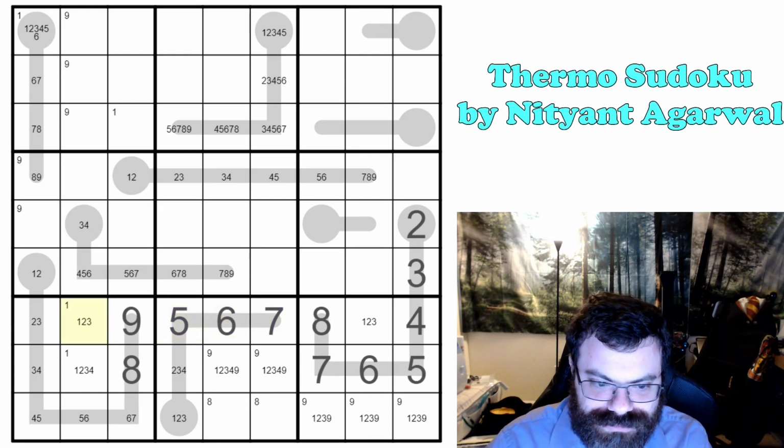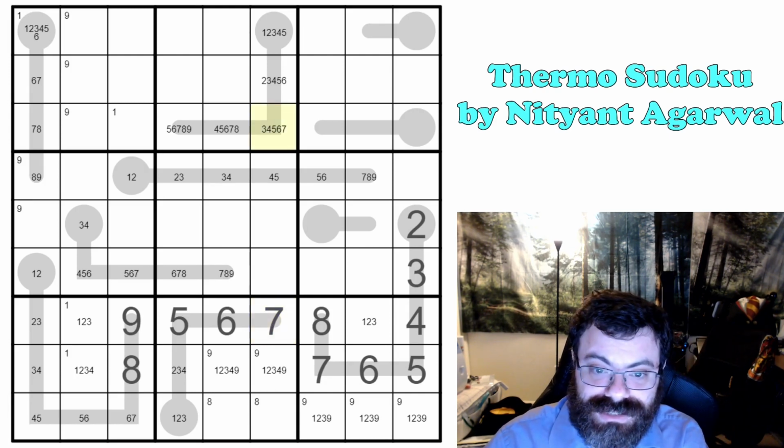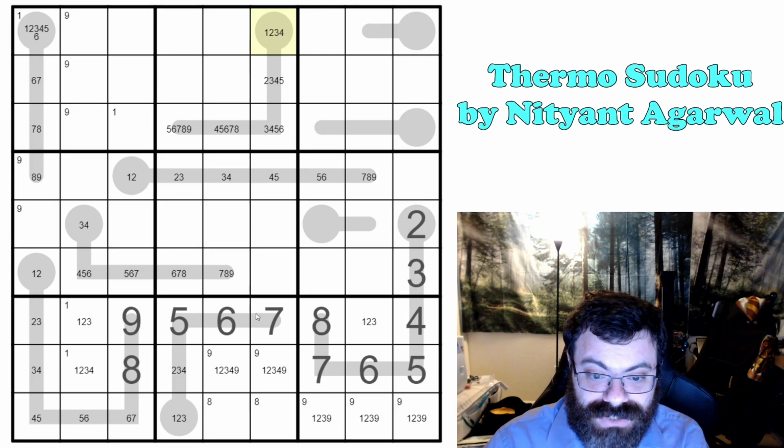So then this is 1, 2, 3. Did that give me anything? Well, this 7 means this can't be 7. This isn't 6, 5. The smallest of deductions.